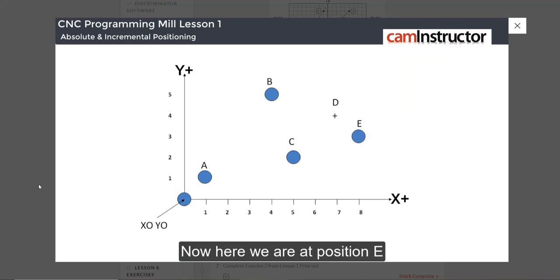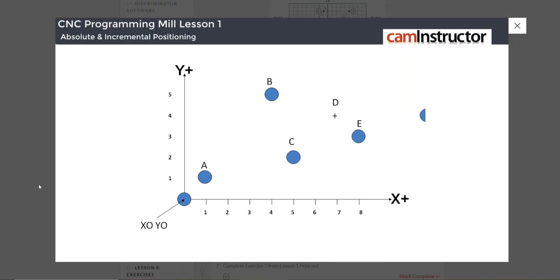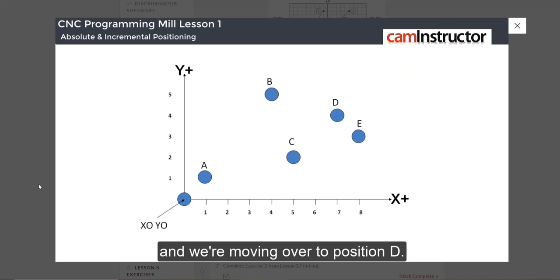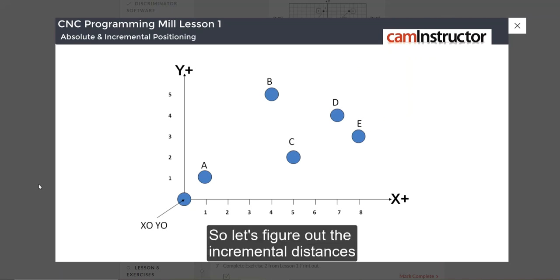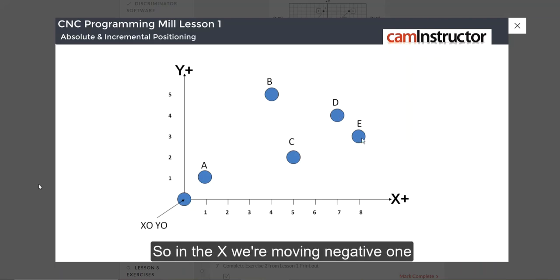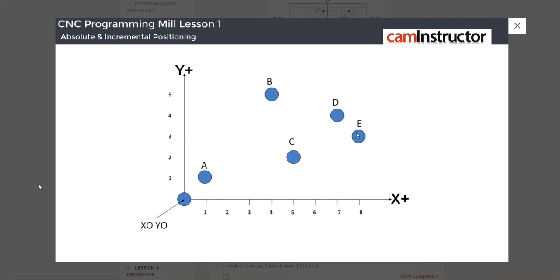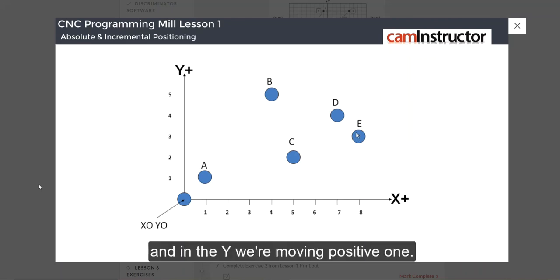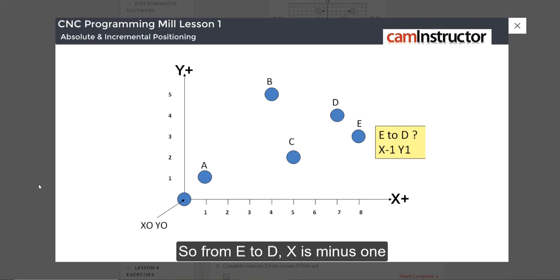Now here we are at position E, and we're moving over to position D. So let's figure out the incremental distances in x and y from E to D. In the x we're moving negative 1, and in the y we're moving positive 1. So from E to D, x is minus 1 and y is positive 1.